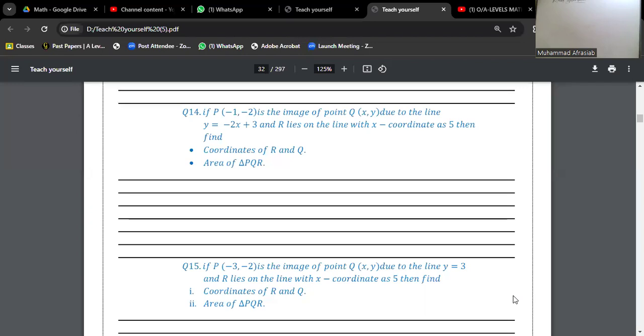We are doing this question related to the topic of coordinate geometry. The question is: if the point P(-1, -2) is the image of the point Q(x, y) due to the line y = -2x + 3, and R is lying on the line with the x coordinate as 5, then find the coordinates of R and Q, and find the area of the triangle PQR. This is the question which is taken from the book Teach Yourself P1.